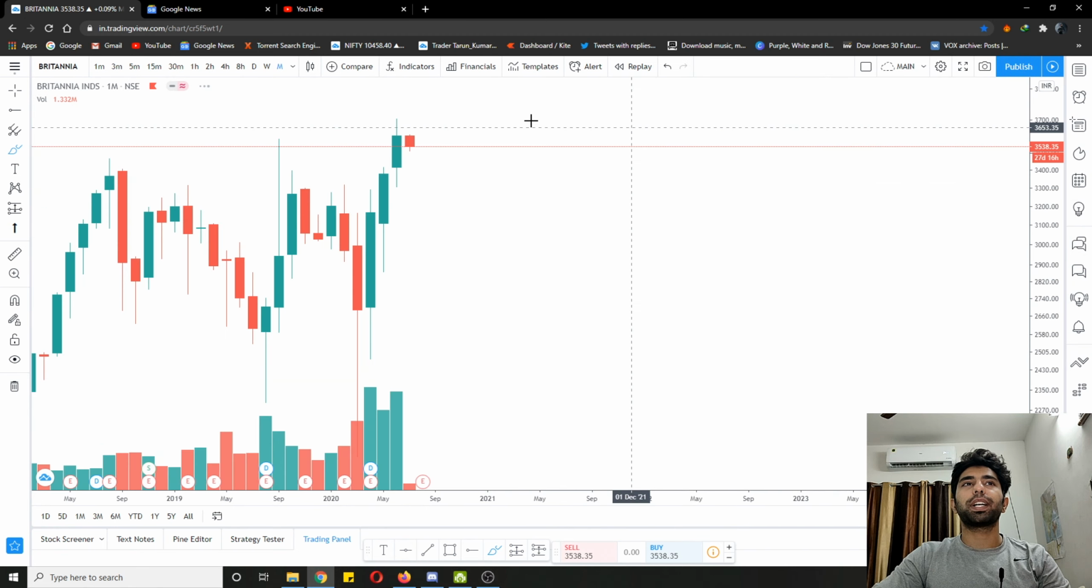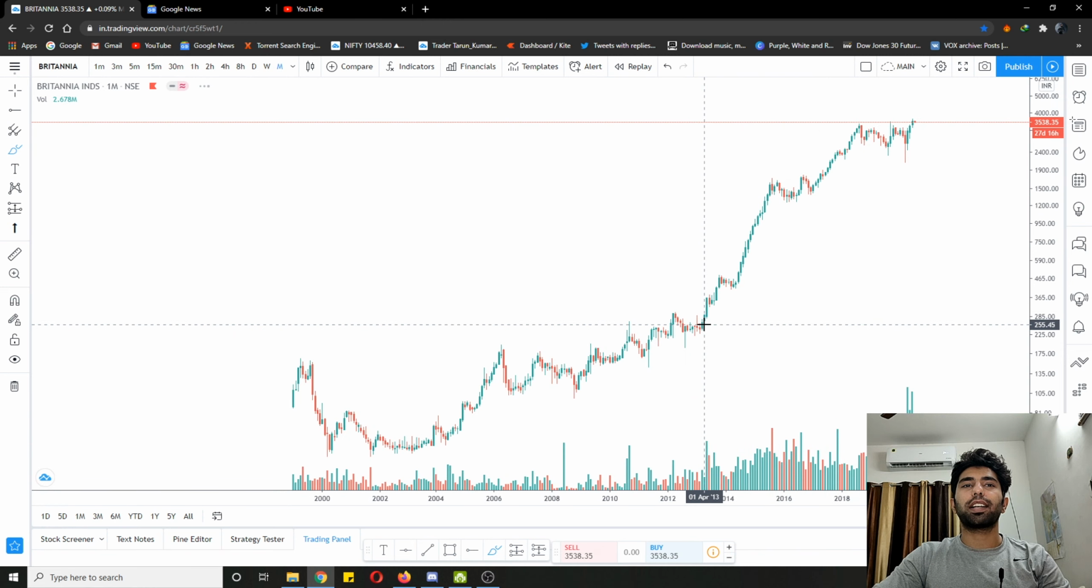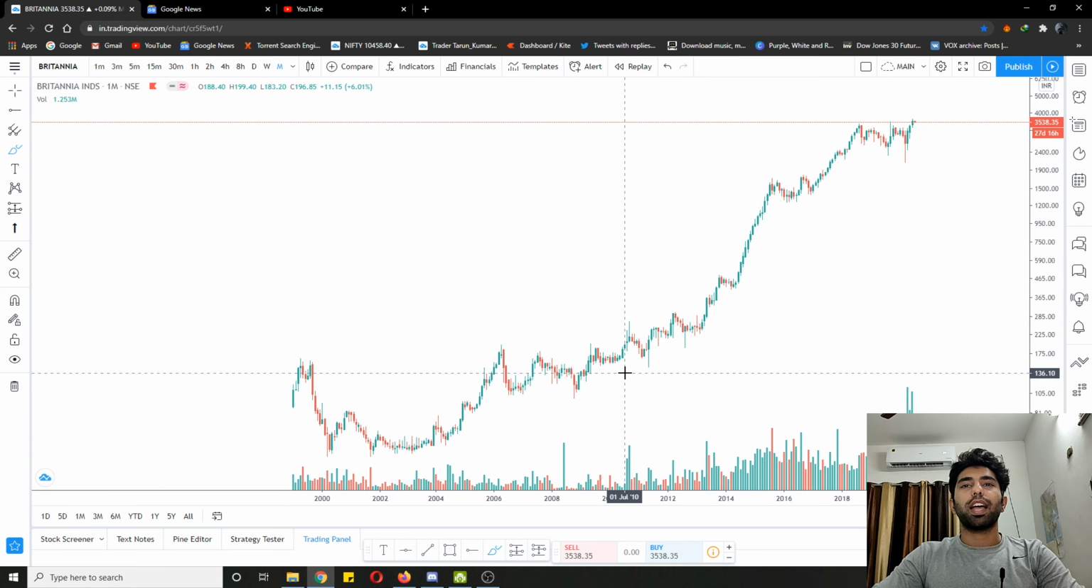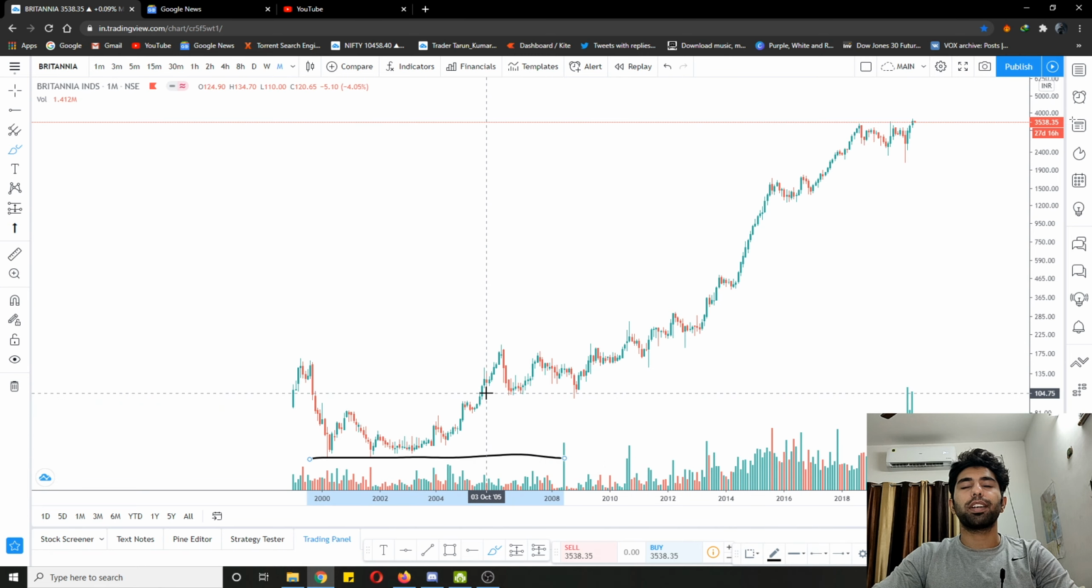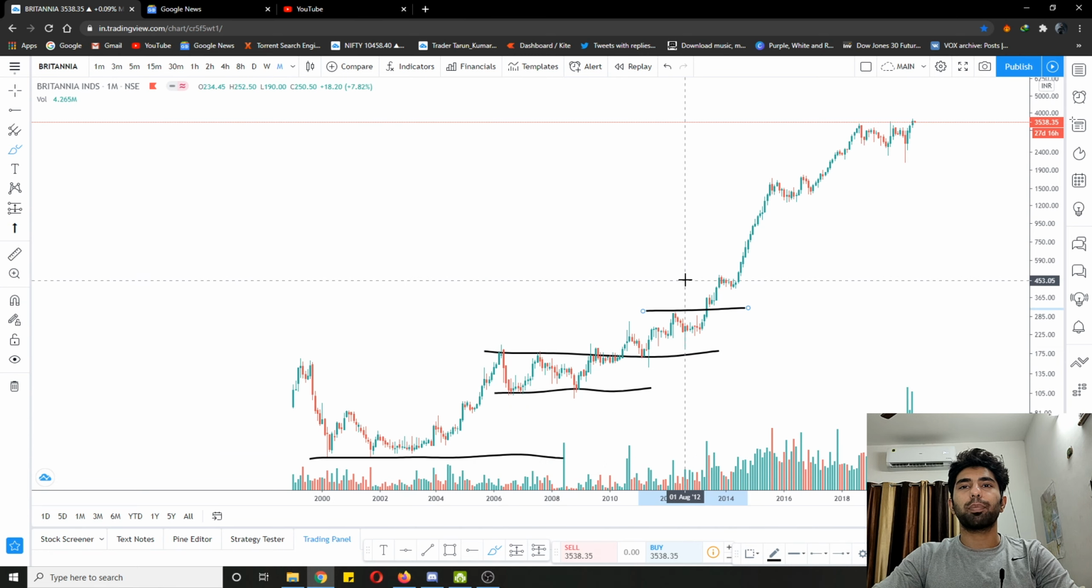Now here I have Britannia, and as you can see, this share has also been in an uptrend since the beginning, and it has never come down below its lows and has always kept making higher highs.